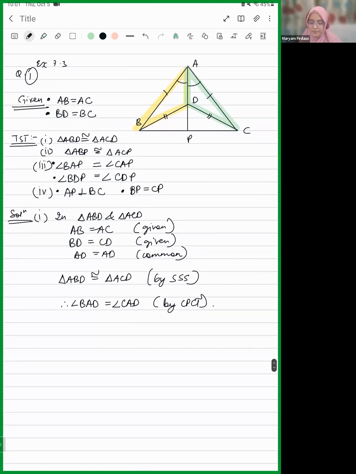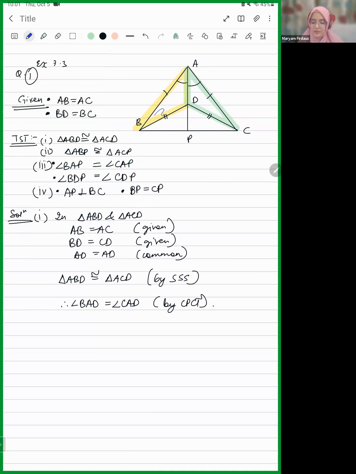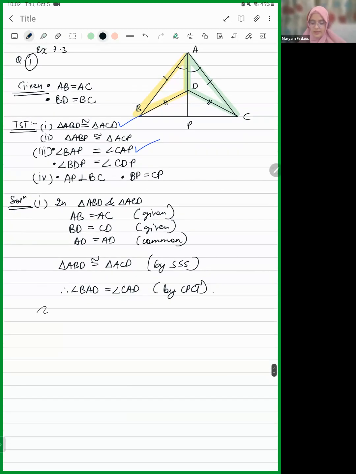Just a minute. So see, what all have we proven? We have proven that angle BAP, which is this angle, is equal to angle CAP, which is this angle. We have proven them to be equal. Yes, we have proven that these two triangles are congruent. Angle BDP, sorry, ABP. Yeah, I think that much is enough. We don't need anything else. Okay, let's move on to the next part.